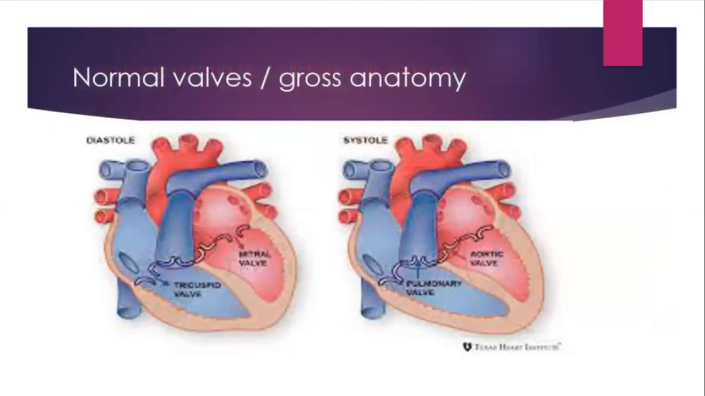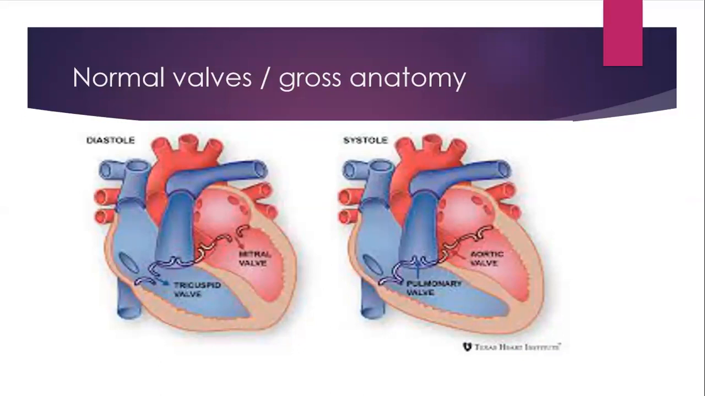Now, grossly, let us look at the normal gross anatomy. You can see the tricuspid valve. You can see the mitral valve. The tricuspid valve is on the right part of the heart, which allows blood flow from the right atrium to the right ventricle. The mitral valve is the one which controls blood from the left atrium to the left ventricle. Yes, that is how they are.